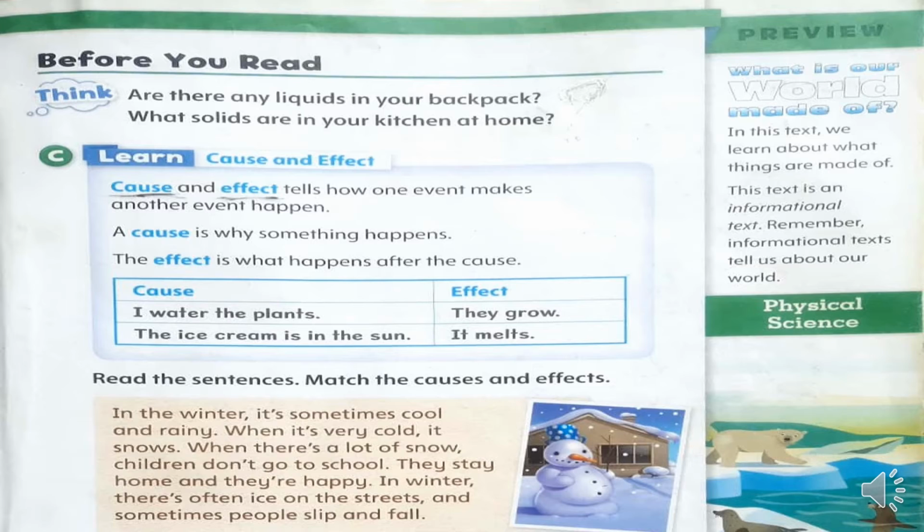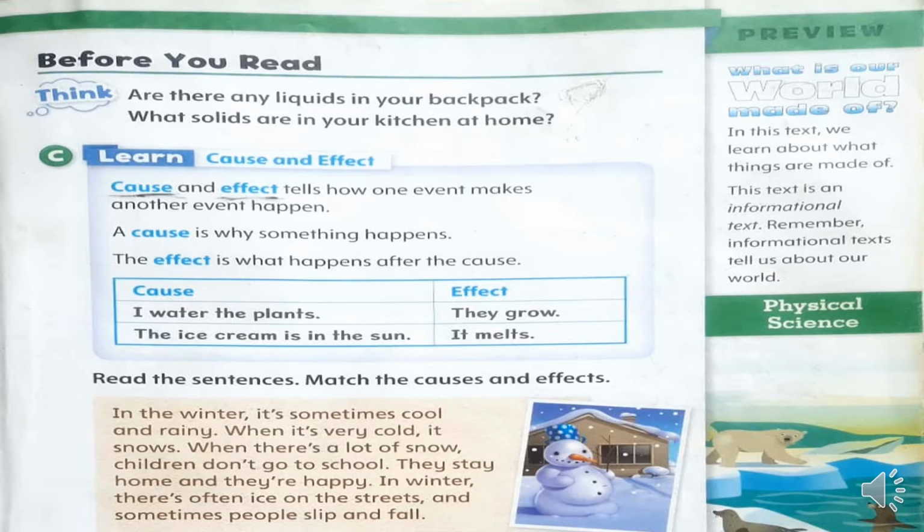Number 2, the ice cream is in the sun, it melts. So what happens when I put the ice cream in the sun? It melts. This is the effect of this cause. Now read the sentences and match the causes and effects.